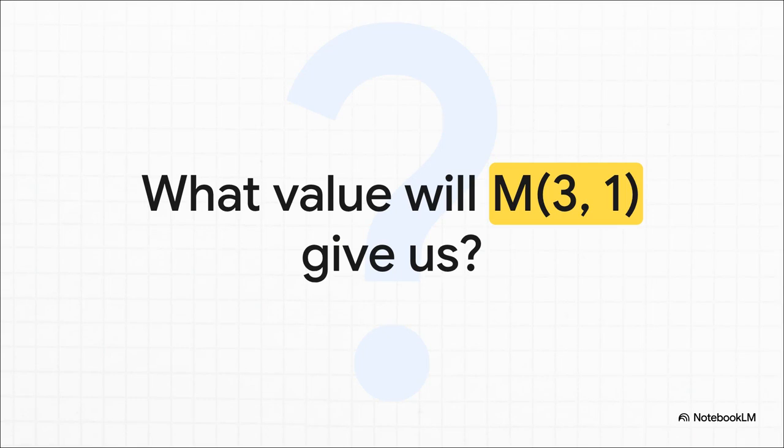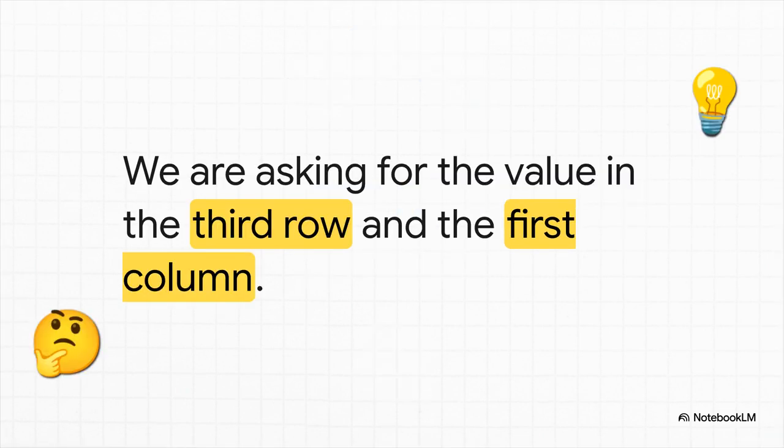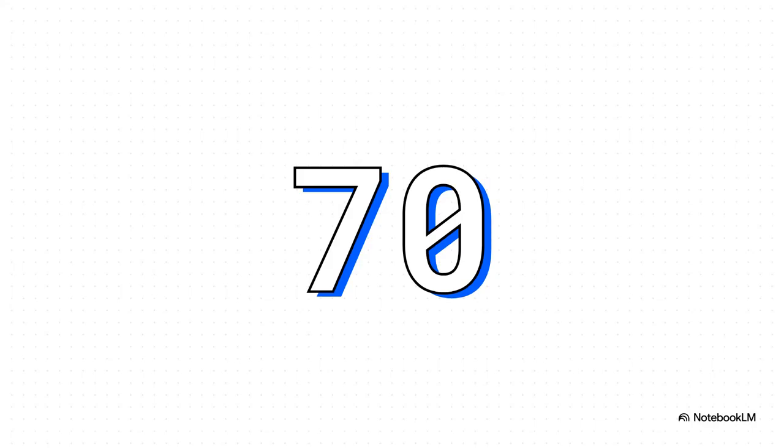All right, your turn. What about the command M(3, 1)? If you follow that same logic, what value do you think that's going to give us? Well, let's break it down. It's asking for the value in the third row and the first column. Which is, you got it, 70. See, it's that simple.